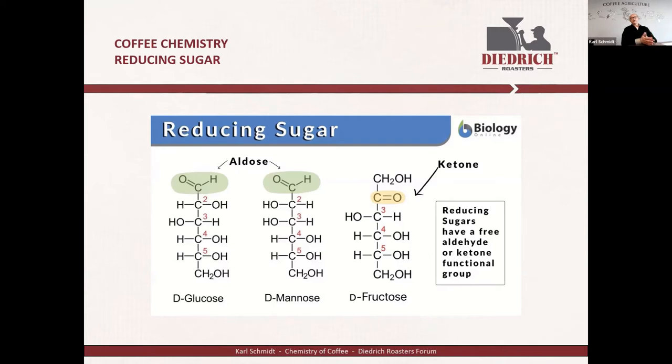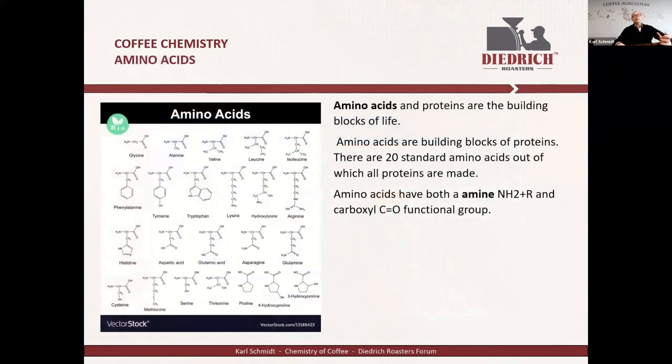This sugar is a very important sugar. It has a free aldehyde group or a ketone functional group, and that plays the major role in the Maillard reaction. Now, we need one more component in order to make the Maillard reaction work for us, and these are the amino acids.